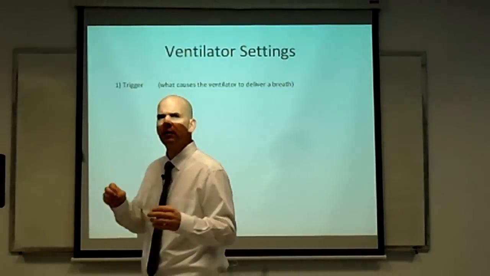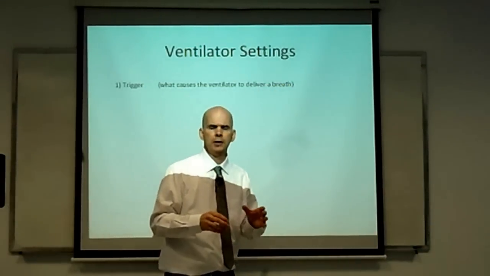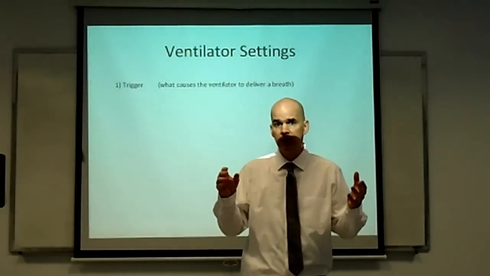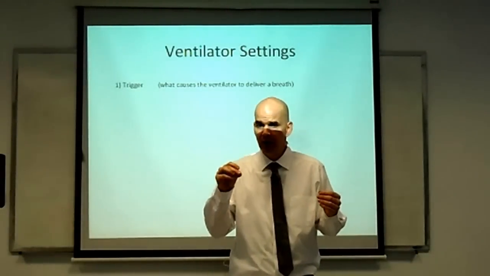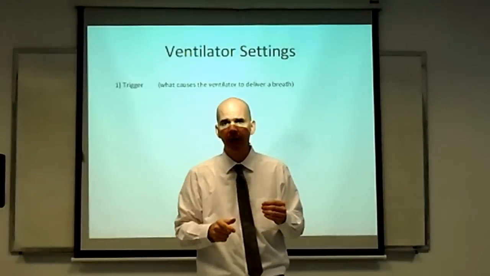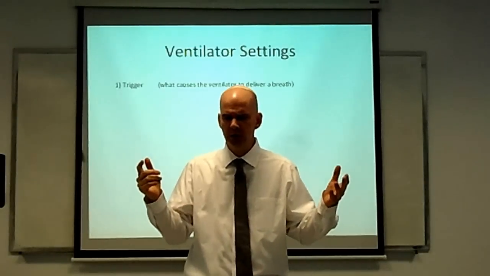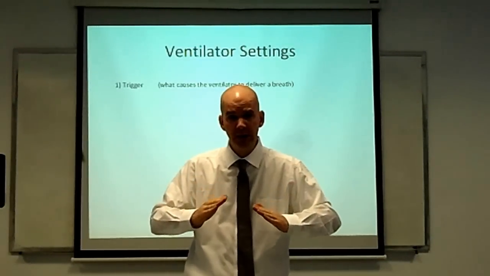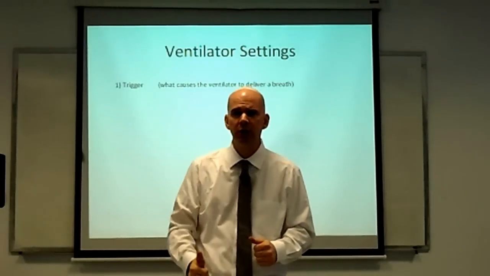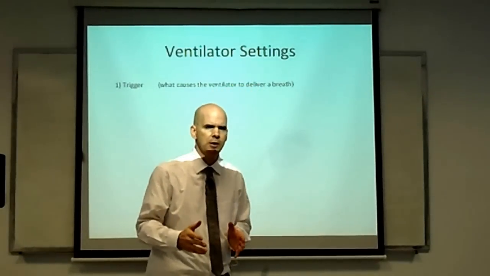The trigger has an adjustment to it called sensitivity. You can set the sensitivity high such that the slightest little negative pressure and the machine will fire, or you can set the sensitivity really low so that it takes a great deal of negative pressure in order to get the machine to fire. Let's examine this.